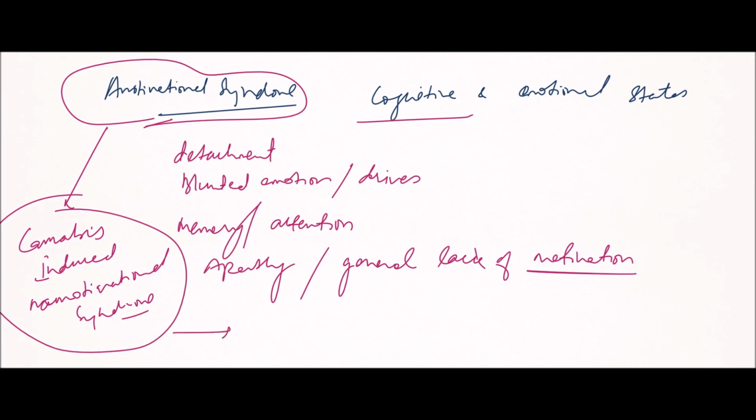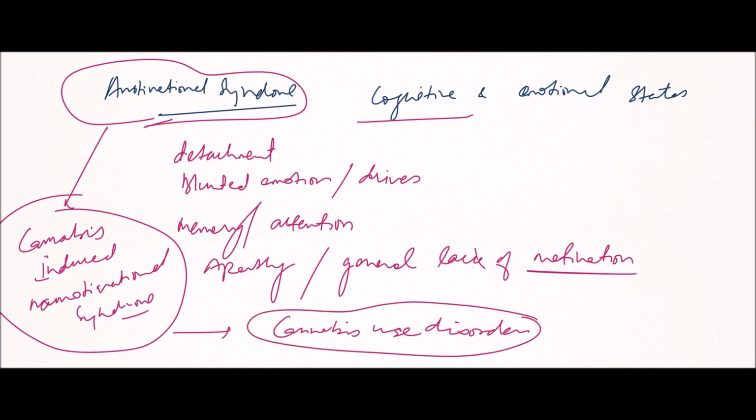Now these cannabis use disorders are now recognized in the fifth version of the Diagnostic and Statistical Manual, DSM-5. So this is something about cannabis.